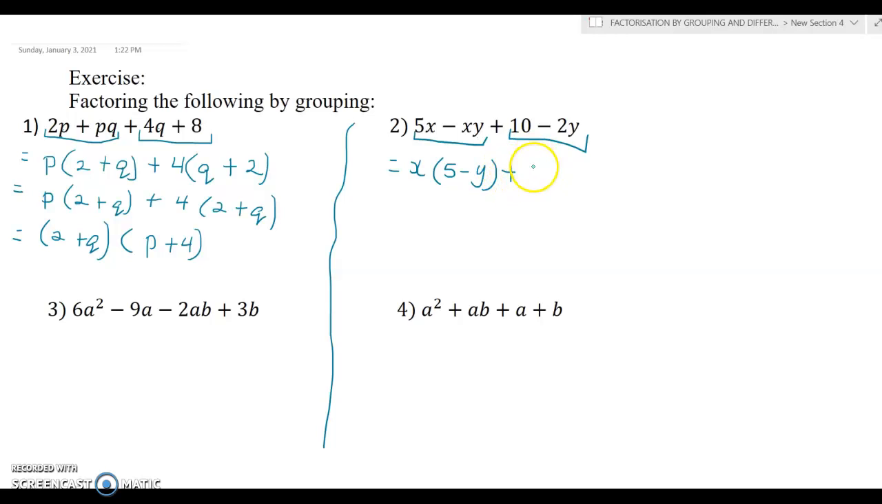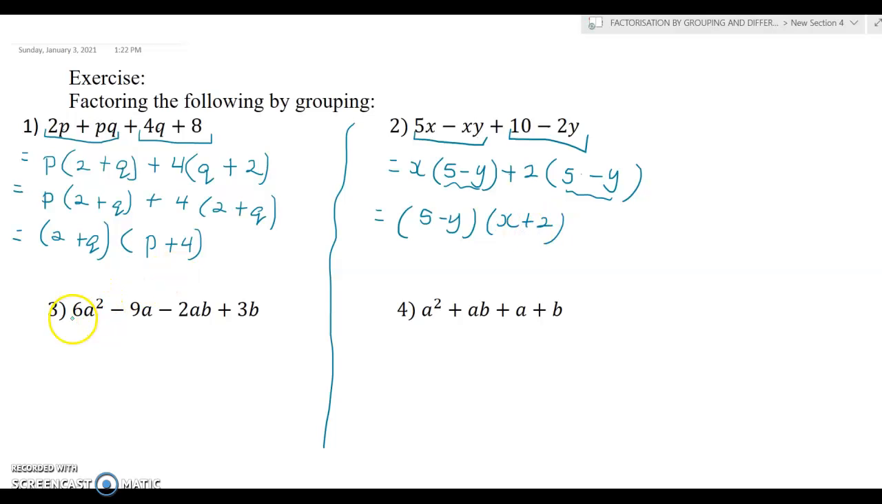10 minus 2y, they have 2 in common. So open brackets. 2 by 5 will give me back that 10. And remember, you want to get a minus here. A positive by a negative will give me back the minus. And 2 by y will give me back that minus 2y. And you see we have the same thing repeated here. So our final answer will be 5 minus y, open brackets. Sorry, close brackets. And then the next bracket will be what's on the outside, x plus 2.